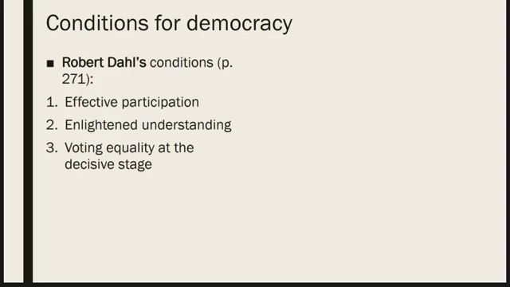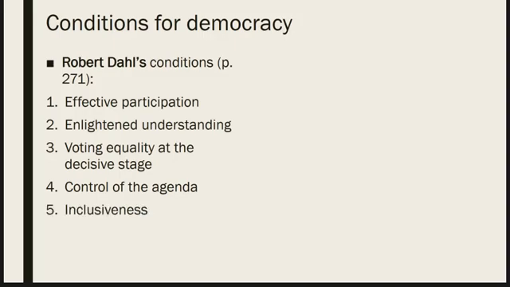The fourth point is about control of the agenda. So the people must have the opportunity to make decisions as to what is important, what matters should and should not be decided by processes that meet those first three criteria.